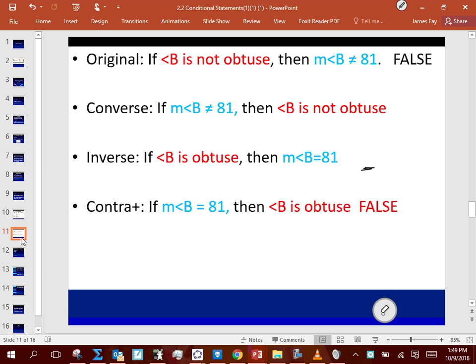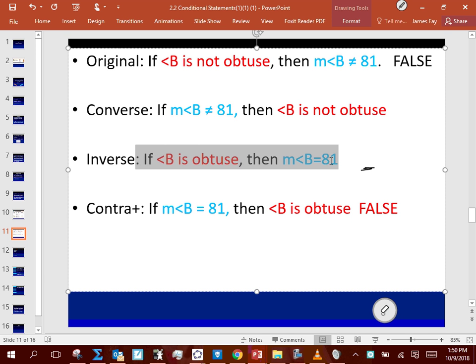And here's the thing. When I talk about the converse and the inverse, because I've already decided that the original was false, that has no bearing on whether the converse or the inverse were false or true. Does that make sense? So you have to separately analyze these. Now, if I've got both of these, I'm going to look at the one that probably doesn't have the word "not" in it. That's the one that I feel most comfortable with.